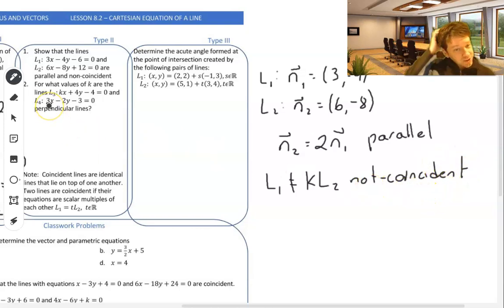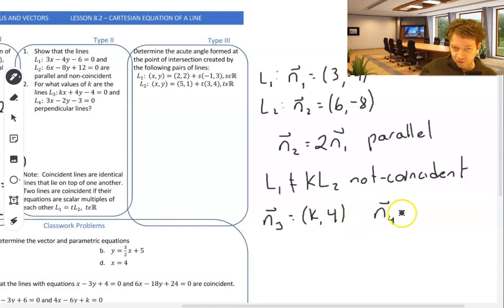All right, question number 2 says, for what values of k are the lines L3 and L4 perpendicular? Okay, well, if the lines are perpendicular, then their normals are also perpendicular. And we can pull out their normals again right from those standard forms. So n3 is our coefficients k and 4. And n4 is our coefficients 3 and -2.